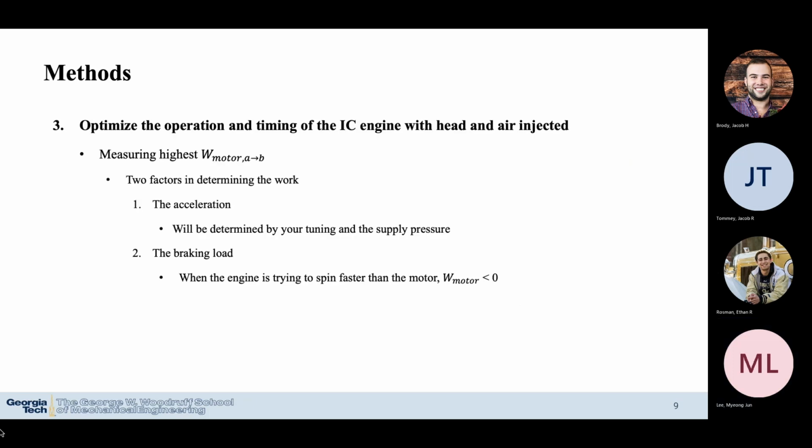displacement. In order to optimize the operation and timing of the IC engine, the head is attached and the air is injected. The total work done by the engine can be calculated by applying the numerical integration of torque over angular displacement. Two factors that affect the work of the engine are acceleration and braking load. The acceleration will be determined by adjusting the timing of air injection into the cylinder. The braking load is when the engine is trying to spin faster than the motor. To prevent this from happening, the engine's RPM will be set as low as possible.